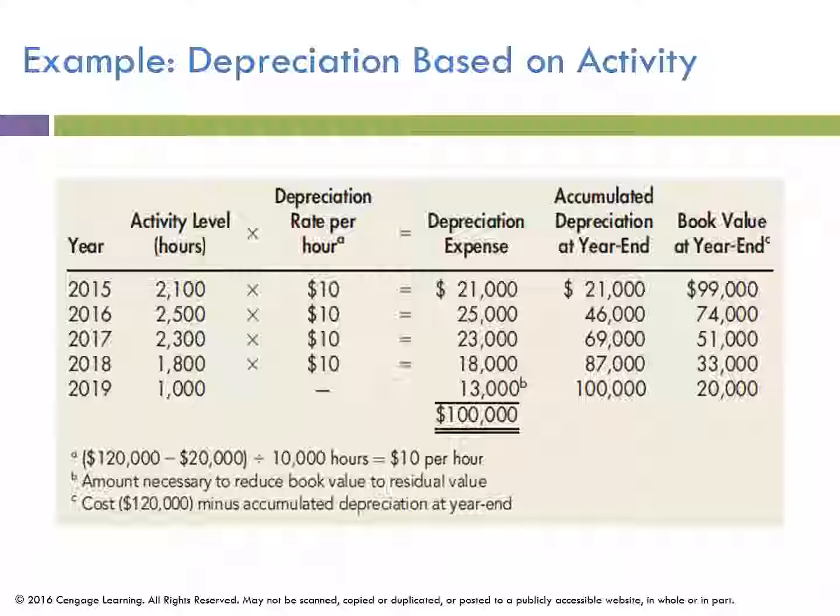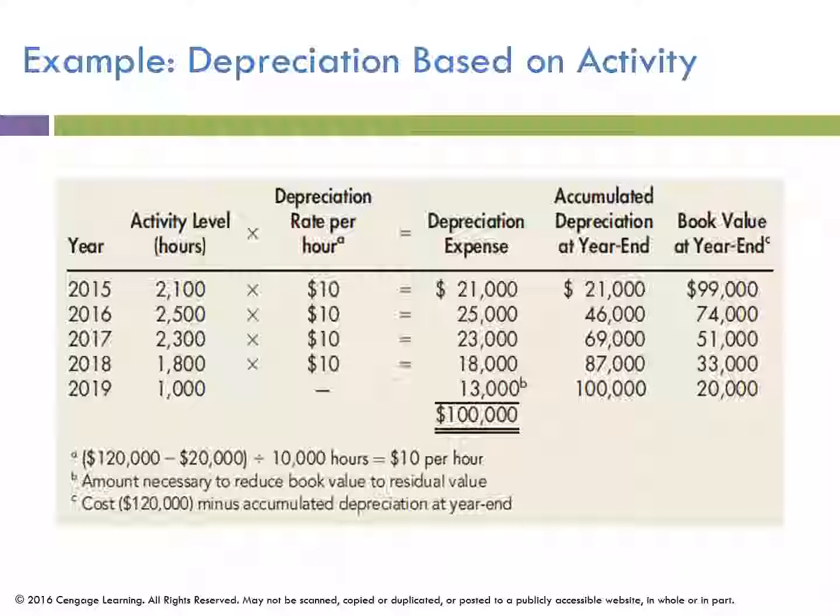How do we find that? We take the cost minus residual and divide it by the life in terms of total hours it will be used, total miles it will be driven over its life, total number of coffee cups that machine will make. Okay, and in this case it's 10,000 hours, so $10 per hour. So each hour this machine is used, it depreciates $10. So all we need to know to calculate the depreciation is the actual number of hours it was used each year. Now remember, you can only calculate depreciation up to the point you use it 10,000 hours.